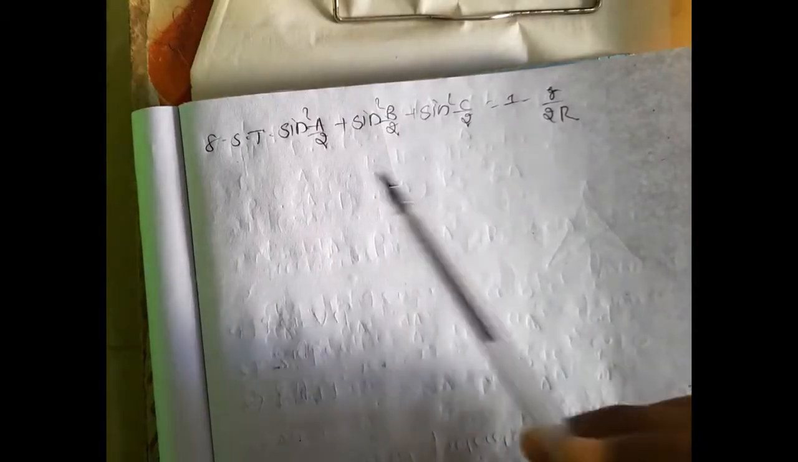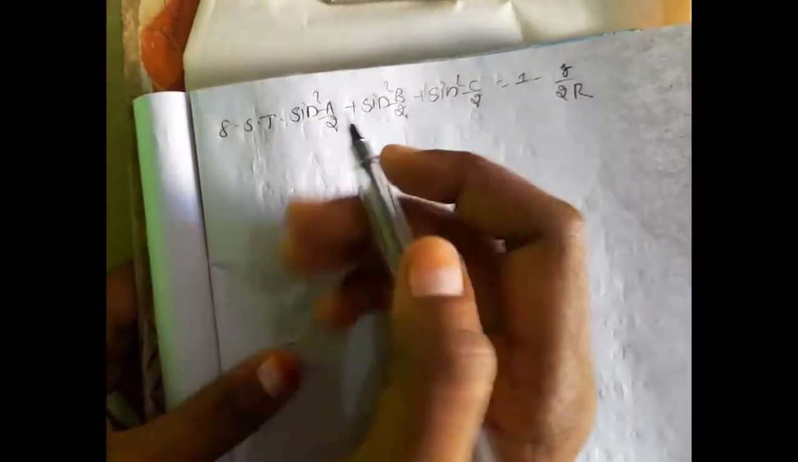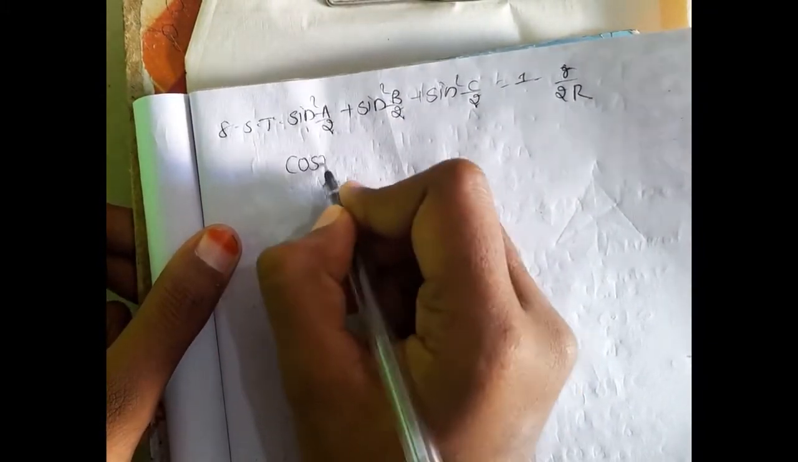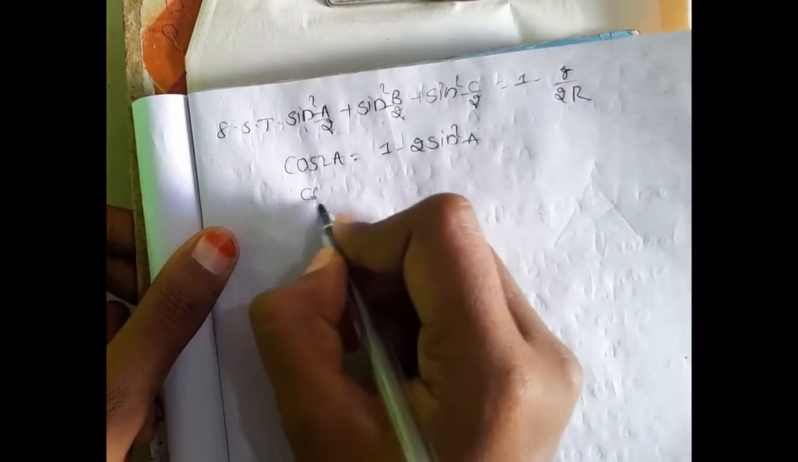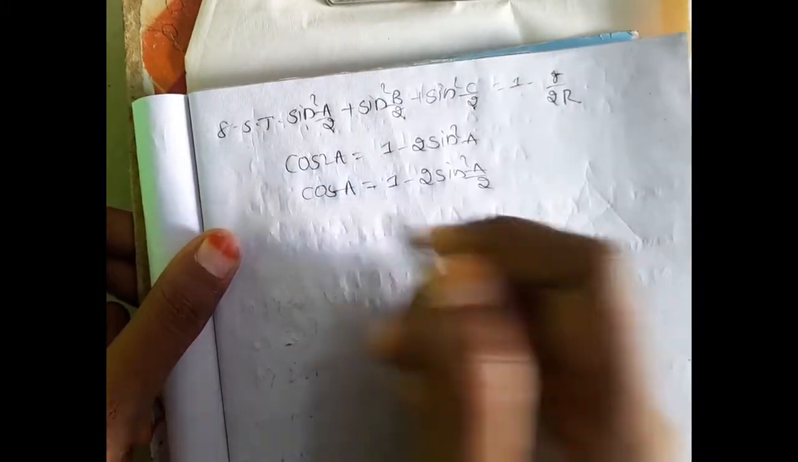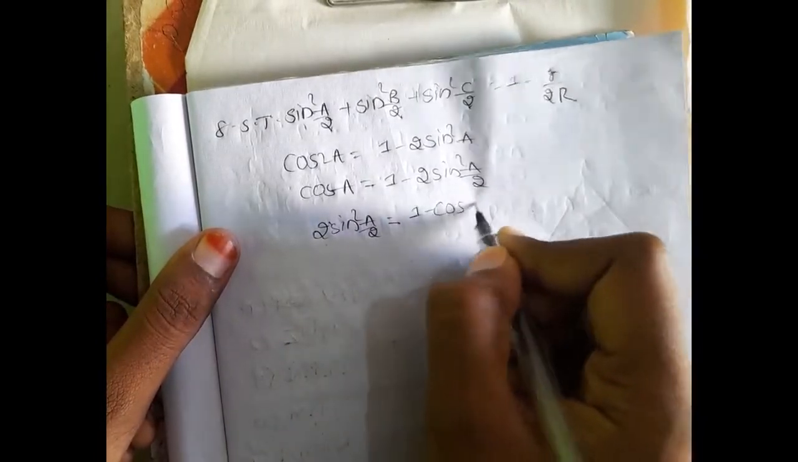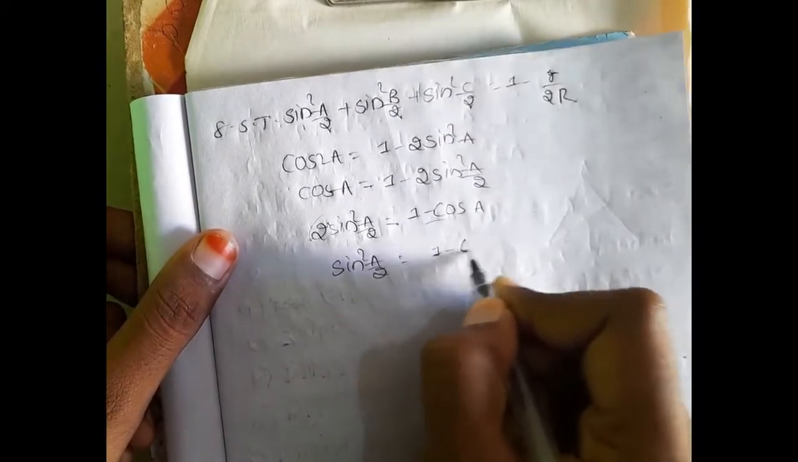So the next question is: show that sin square A by 2 plus sin square B by 2 plus sin square C by 2 equals 1 minus r by 2R. Okay. So first, what is sin square A by 2? From the formula of cos 2A, it can be written as 1 minus 2 sin square A, and dividing the angle by 2, cos A equals 1 minus 2 sin square A by 2. Now transposing, 2 sin square A by 2 equals 1 minus cos A, so sin square A by 2 equals 1 minus cos A by 2.